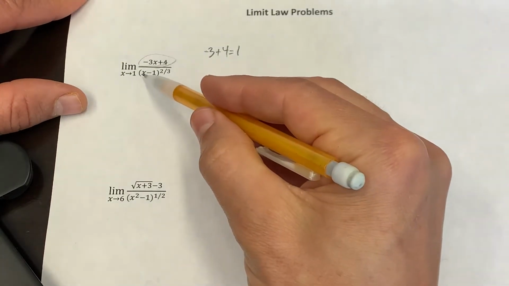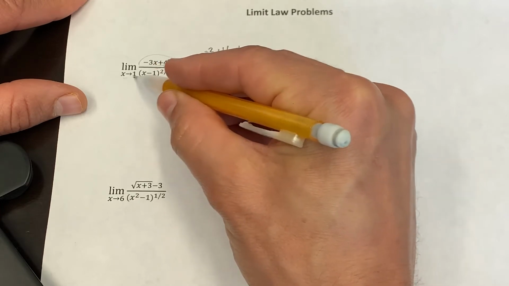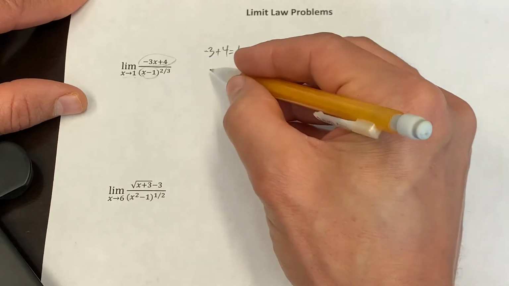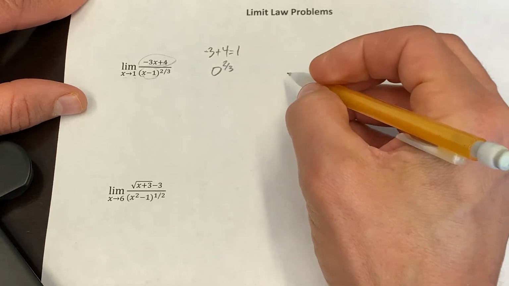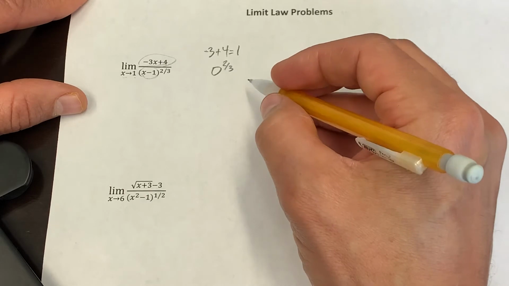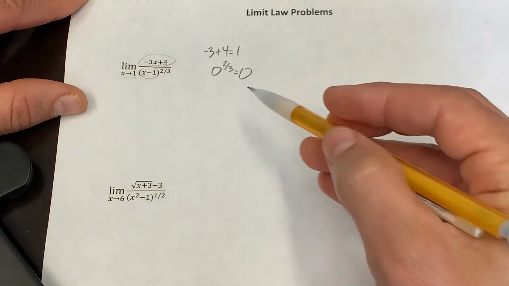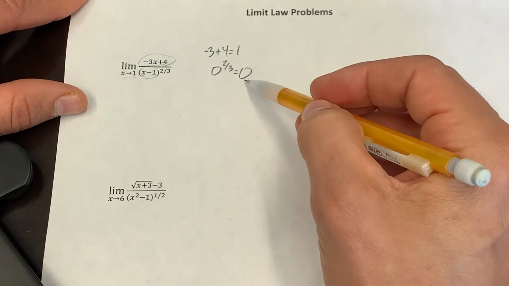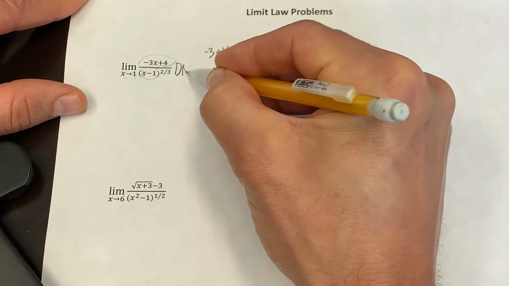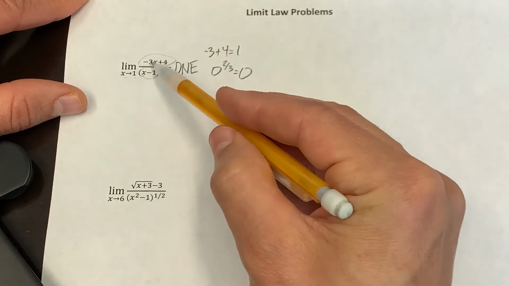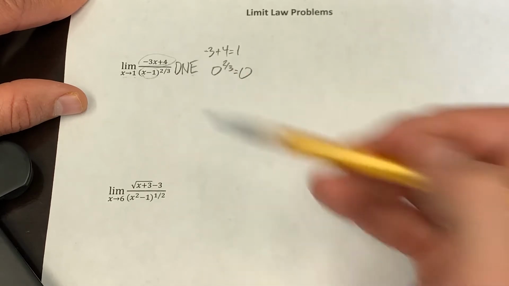Well, this denominator is x minus 1 as x goes to 1. So the inside piece, the limit indeed does exist. It's 0. 0 to the 2/3 power. Yeah, that limit exists. That's 0, right? But 1 divided by 0 doesn't exist. So the end answer is actually does not exist because the numerator is going to 1, the denominator is going to 0. That doesn't exist.